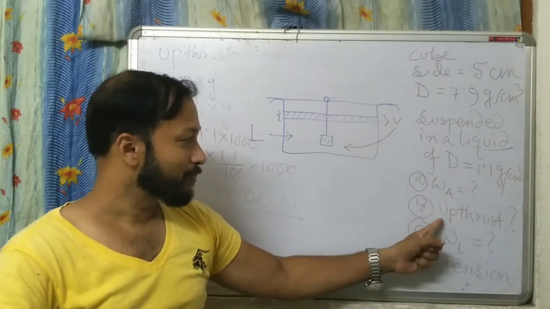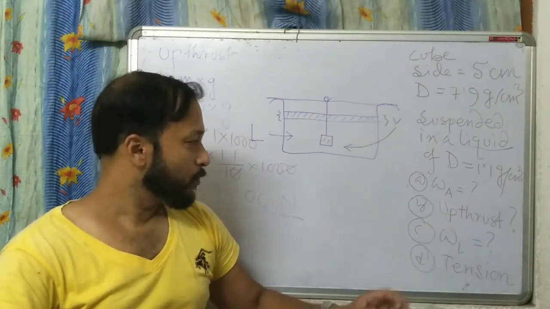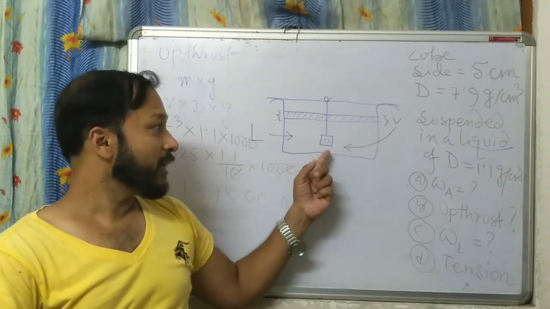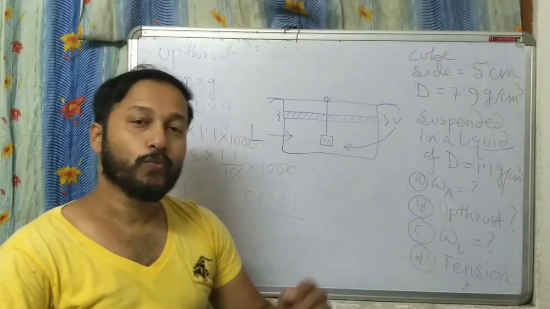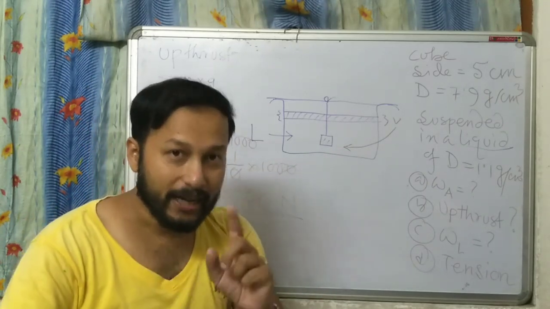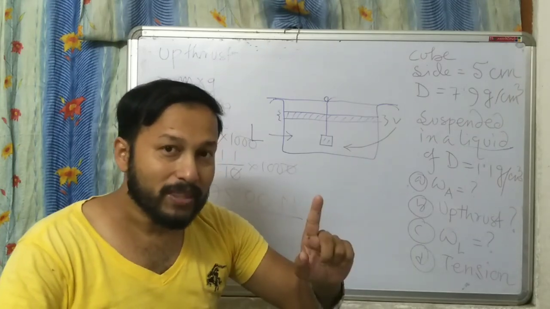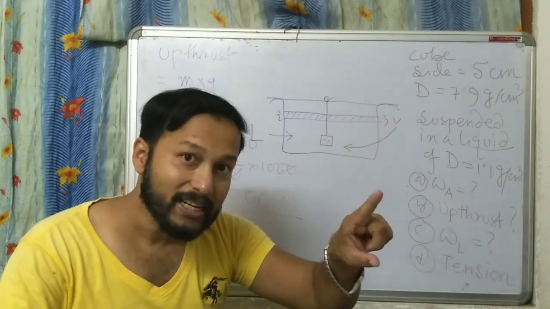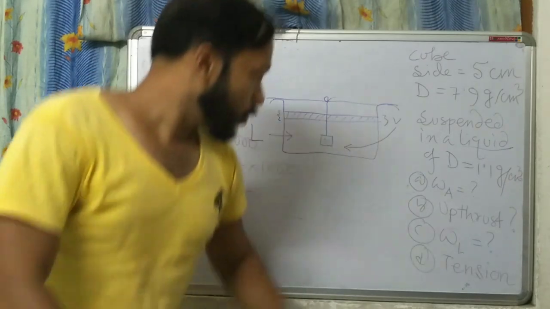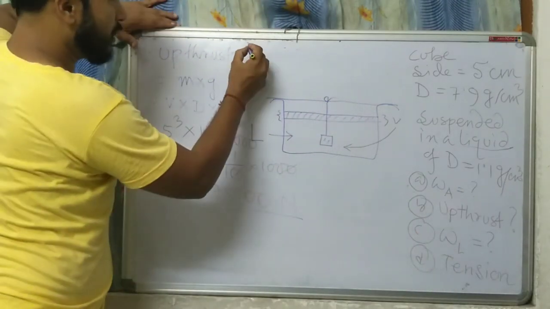This is the upthrust, or force of buoyancy, or the weight of the displaced liquid. So we got upthrust. And what is the weight of the cube in liquid? Weight of the cube in liquid equals weight of the cube in air minus weight of the displaced liquid. Let us find it. So what is the weight in liquid?